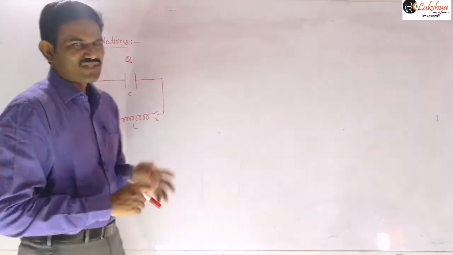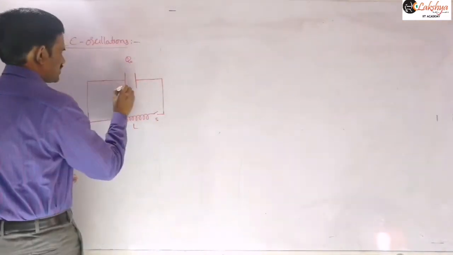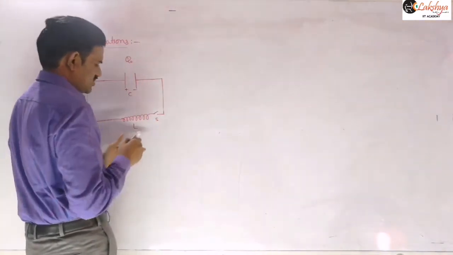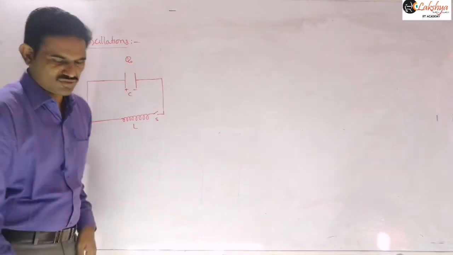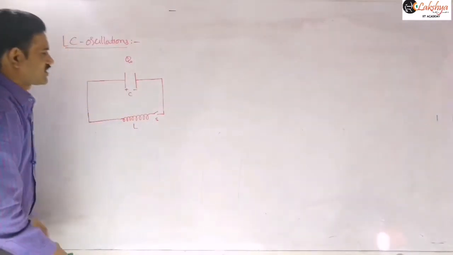Then we close the switch, and let us consider this is the positive charged plate and this is the negative charged plate. That means initially those are the polarities we are assuming, right?